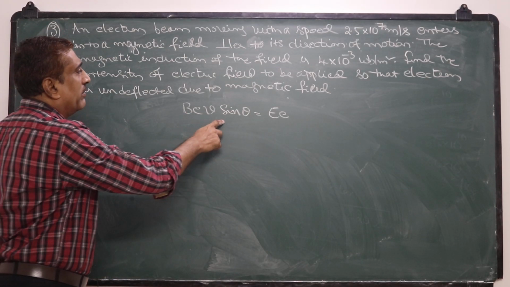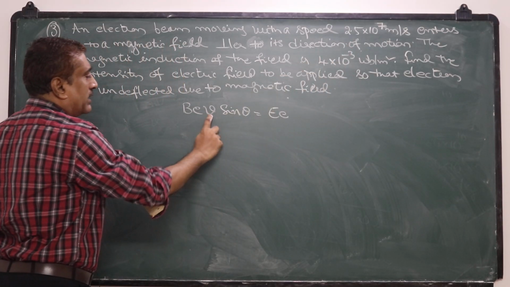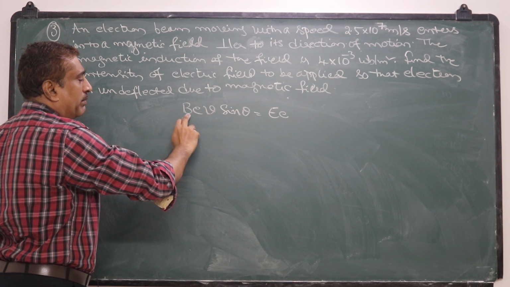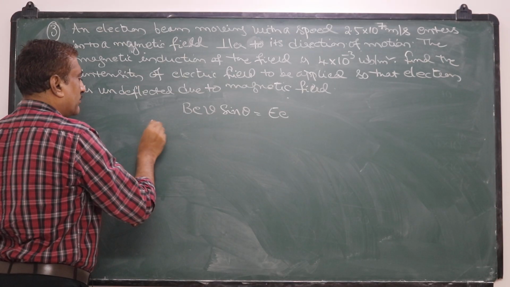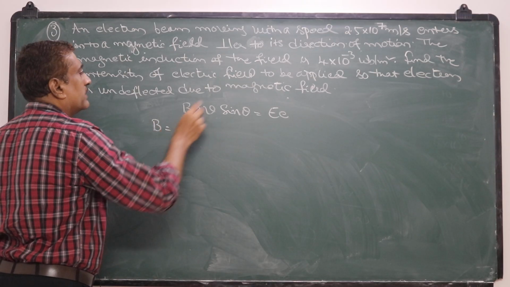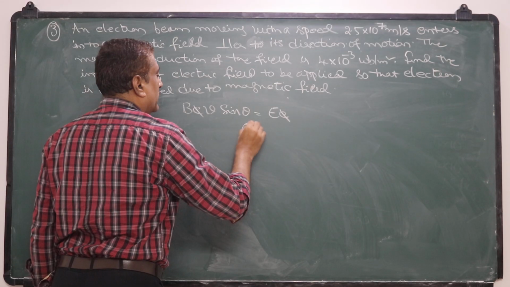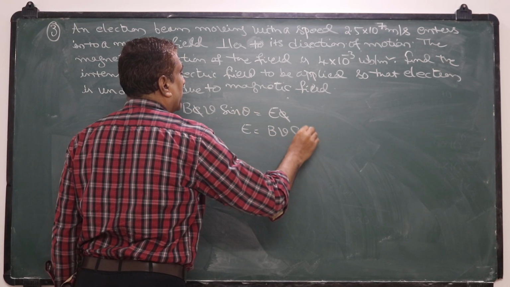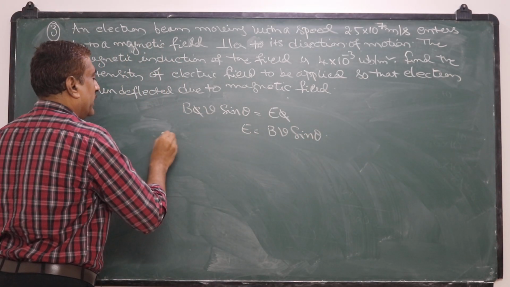But in this problem, given that the magnetic field is perpendicular to the direction of motion, that means velocity of the electron and magnetic field direction are perpendicular. So B and V are perpendicular, so this theta is 90 degree. So we can write, E is given as, so we can cancel out this. So E is equal to BV sin theta.